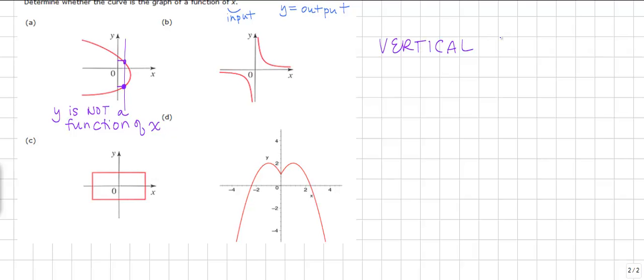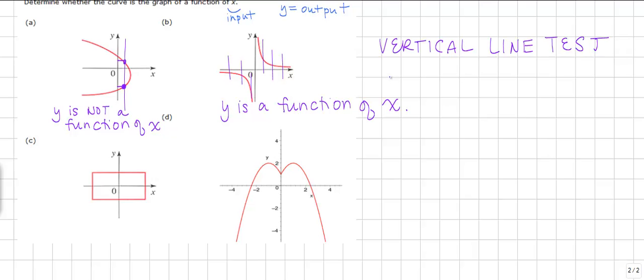In the second graph, graph B, if you pass a vertical line through the entire graph, you see that it only ever touches the graph once. So this is y is a function of x, because it passes the vertical line test.